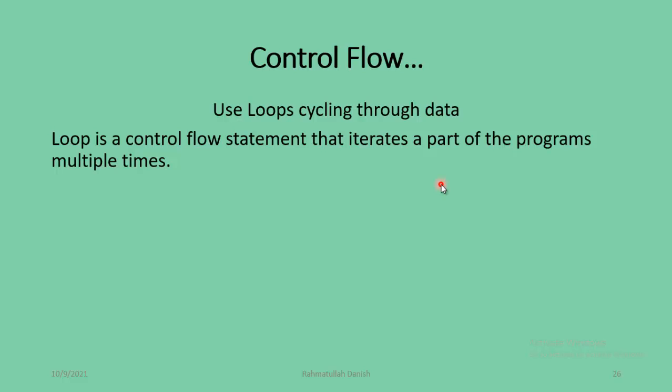Welcome back. In the last video we talked about the switch statement. In this class we talk about the control flow statement and loops. We use loops for cycling through data. A loop is a control flow statement that iterates a part of the program multiple times. When we want to run code multiple times, we use loops.